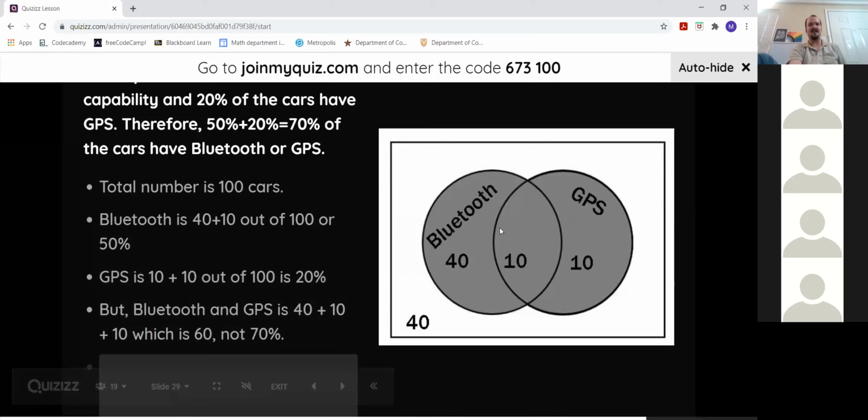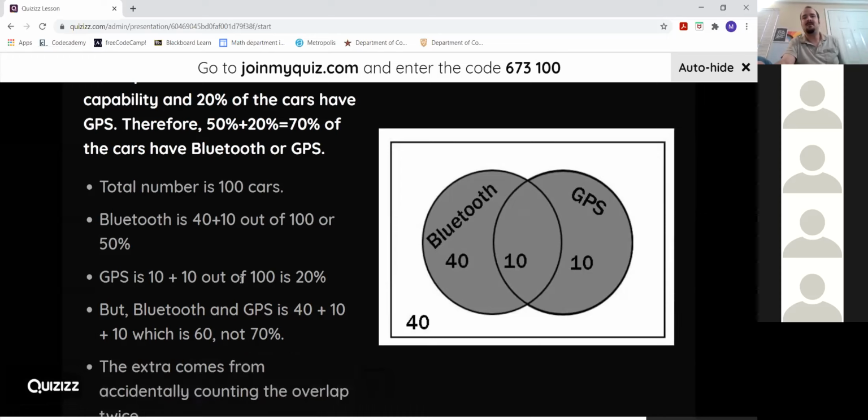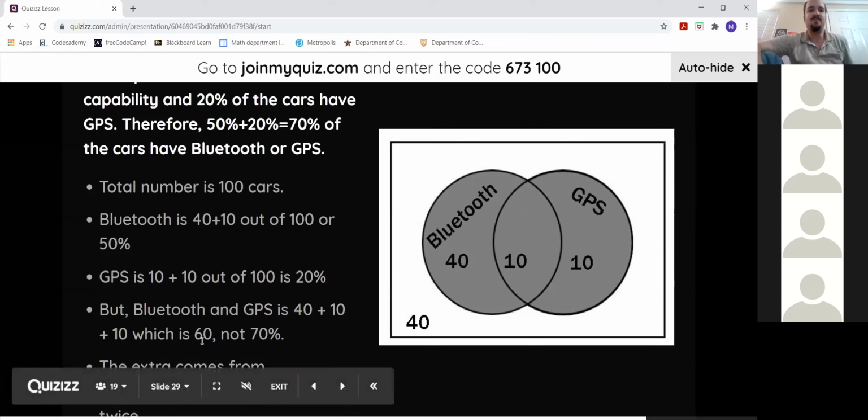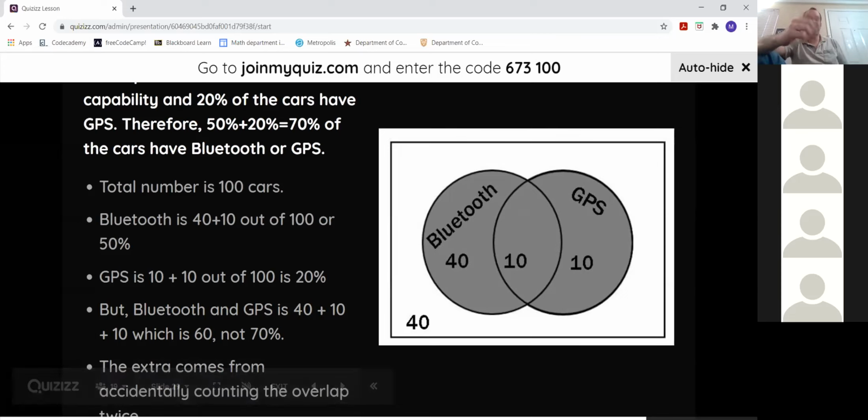And people kind of hinted at it. It has to do with this guy right here, right? When I go 50 plus 20, I just added this thing twice. You added your intersection twice, because you added it when you did Bluetooth and you accounted for it again when you did GPS. So you could also subtract it, which is another way they do it. If you subtract by 10, you get the 60. That's one way to get it.